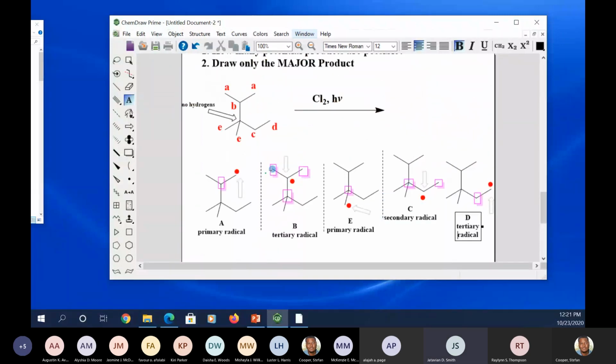So I know that my tertiary radical at position B is going to lead to my major product, because it's more stable because of the radical that forms there. So if I had to draw my major product, this would be the major product.